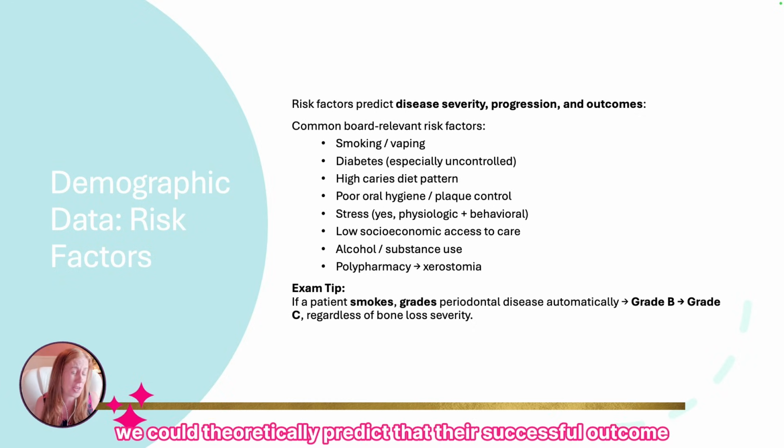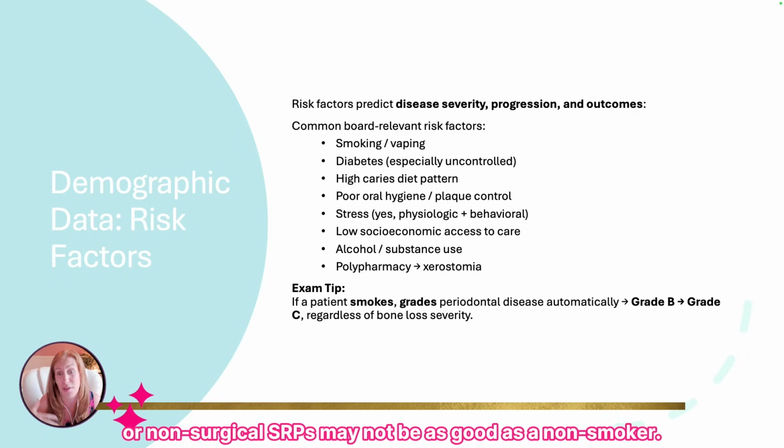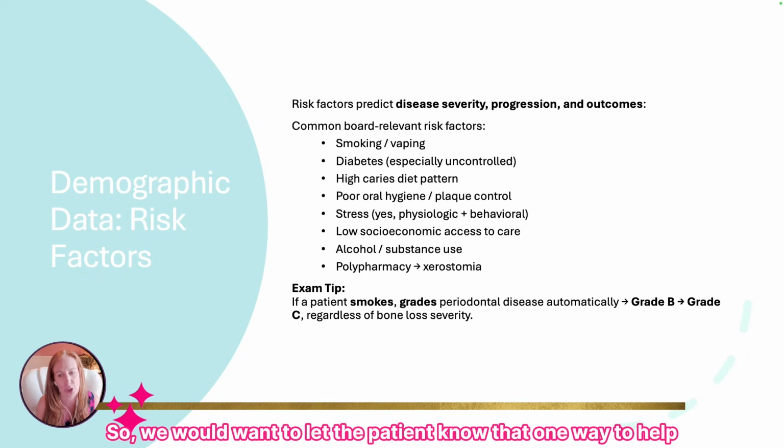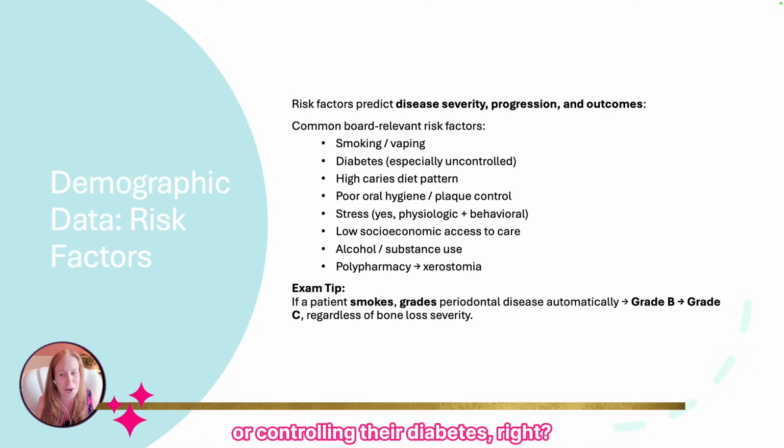So on the relevant side, for example, if our patient was a tobacco user or they were a diabetic, we could theoretically predict that their successful outcome around surgery or around non-invasive scaling or non-surgical SRPs may not be as good as a non-smoker. So we would want to let the patient know that one way to help improve their outcome could be quitting smoking and or controlling their diabetes, right?